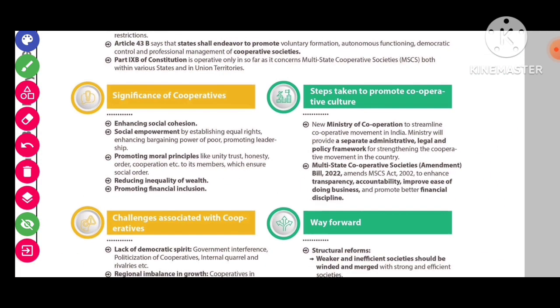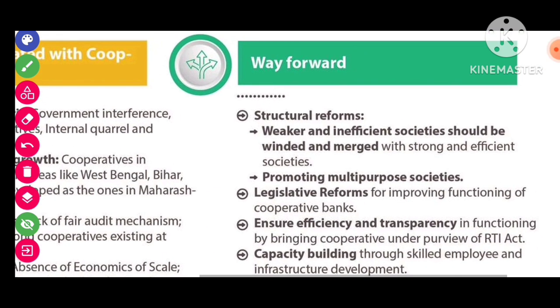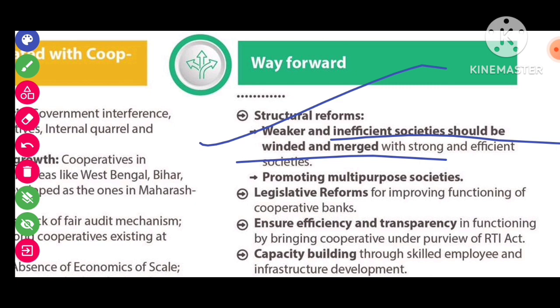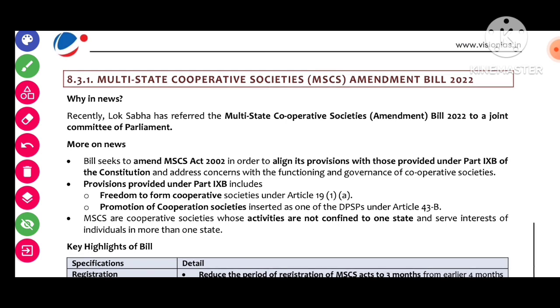Okay, so remember this. And what are the challenges associated with cooperatives, such as lack of democratic spirit, regional imbalance in growth, operational challenges, and functional weaknesses. And way forward: structural reforms, weaker and inefficient societies should be wound up and merged, and promoting multi-purpose societies and legislative reforms to ensure efficiency and transparency. Okay, and capacity building, imparting value-based education. So remember this. And next is the Multi-State Cooperative Societies Amendment Bill.